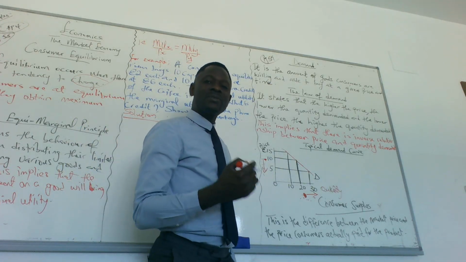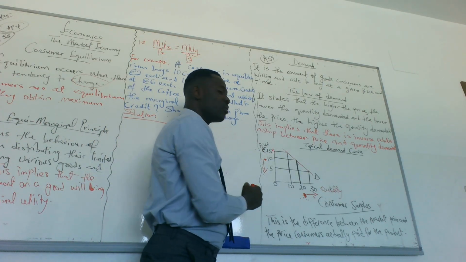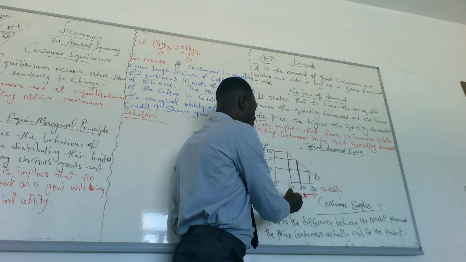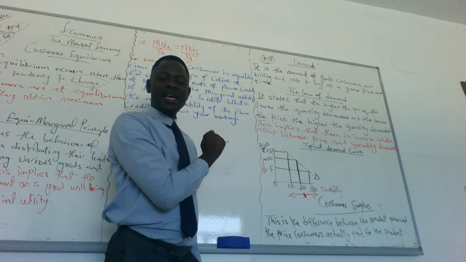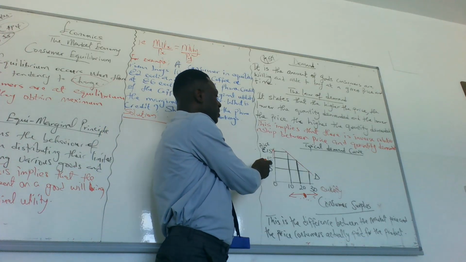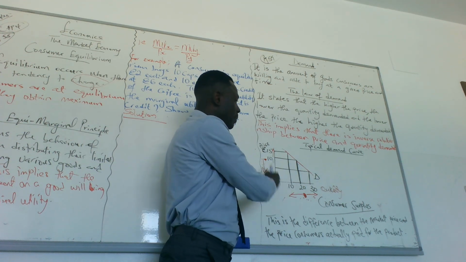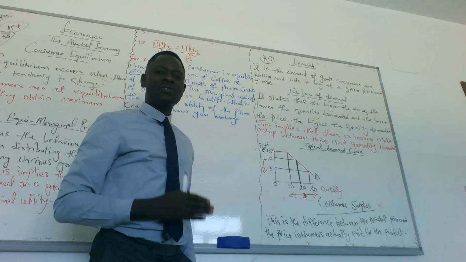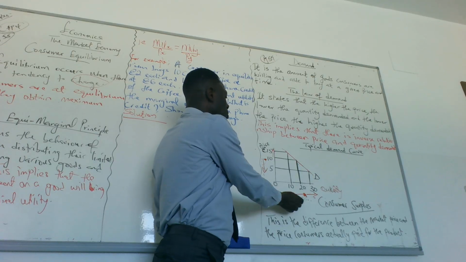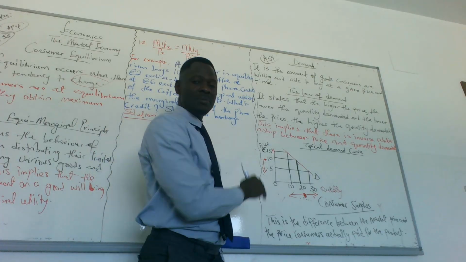Then let's assume the price increases from 10 to 15. From 10 to 15, we bring about a fall in the quantity demanded from 20 to 10. So this also shows an inverse relationship between price and quantity demanded. In this case, the price has increased from 10 to 15, and the quantity demanded has reduced from 20 to 10. So this is a typical demand curve that shows the inverse relationship between price and the quantity demanded. The higher the price, the lower the quantity demanded. The lower the price, the higher the quantity demanded. And that is all about demand.